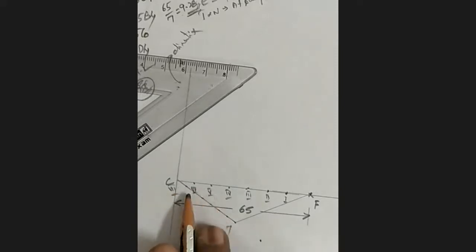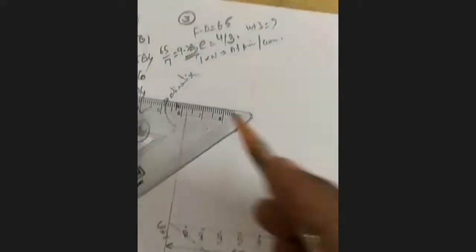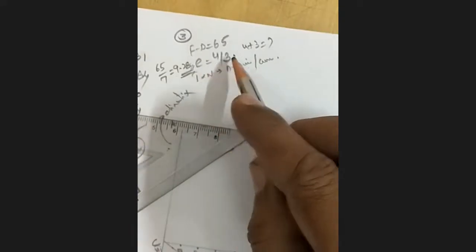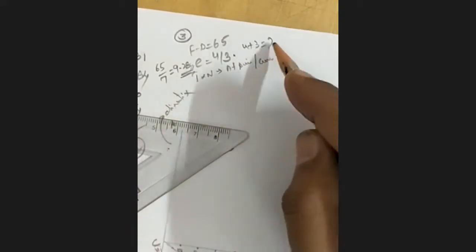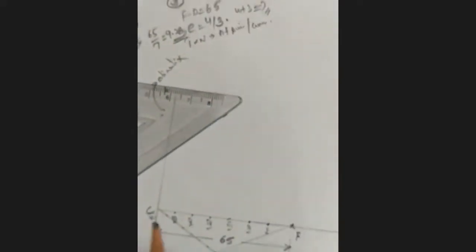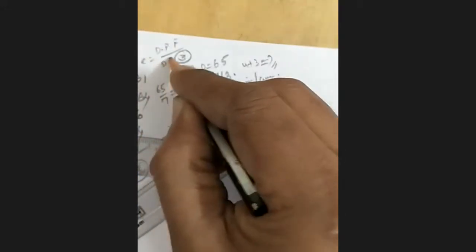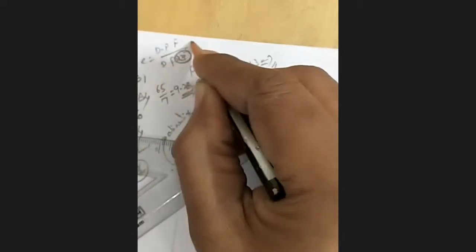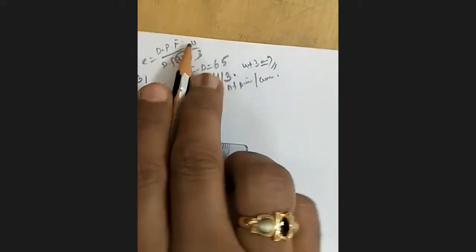I divided this CF into 7 equal parts. You can call it 7 units. Why do we want 7? Because eccentricity is 4 by 3, and 4 plus 3 is 7, Amma. So that's why I divided it into 7 units. What is the definition of eccentricity? E is equal to the distance of the point from the focus to the distance of the point from the directrix. How much? 4 and 3. Measure 4 units.